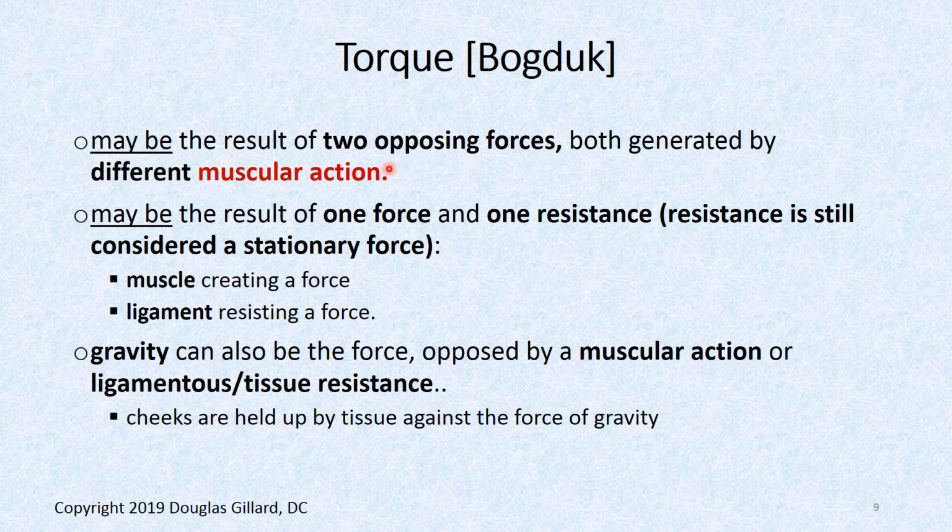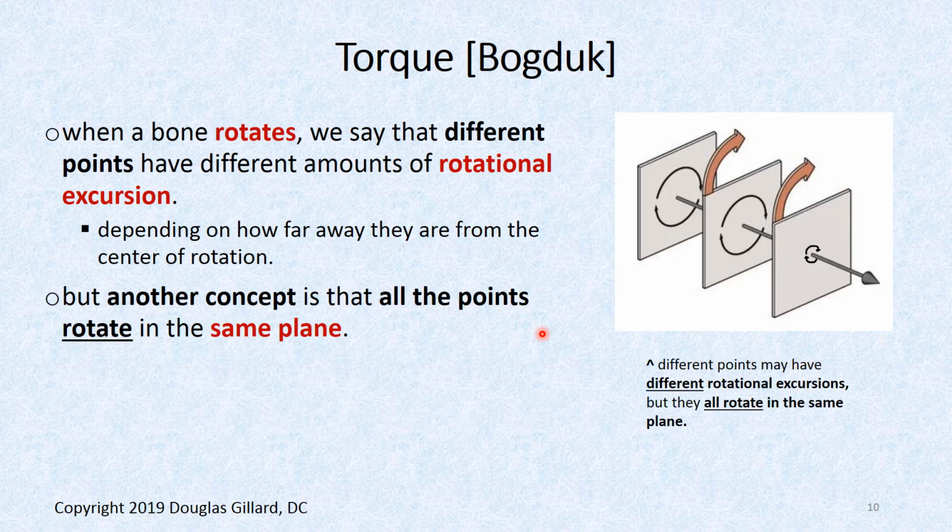Torque may be the result of two opposing forces, both generated by different muscular actions. So two different muscles can generate a torque. It may be the result of one force and one resistance, so a muscle and a ligament can also generate torque. Gravity can be a force opposed by a muscular action or ligamentous resistance, and that can be torque. For example, your cheeks on your face are held up against the force of gravity, and that creates a torque. I thought I took that slide out, but I guess I did leave some more in.